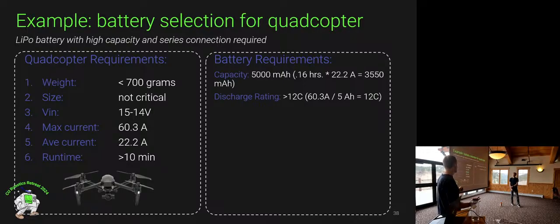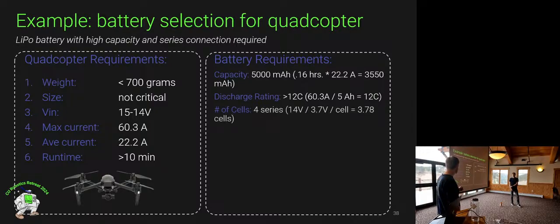That's a huge amount of current. And we know that our capacity is 5 amp hours. So if you do 60 amps and you divide that by 5 amp hours, that tells you that we need a C rating of 12. So we need to be able to discharge the battery 12 times its capacity rate. And so as long as we have a 12C or higher battery, we're good. We can handle the amount of current draw.